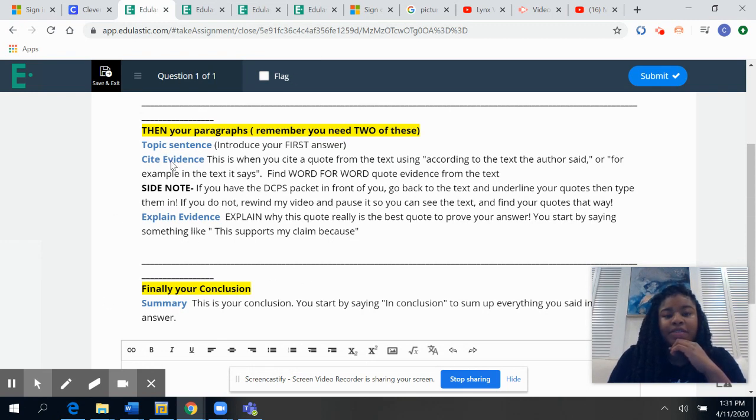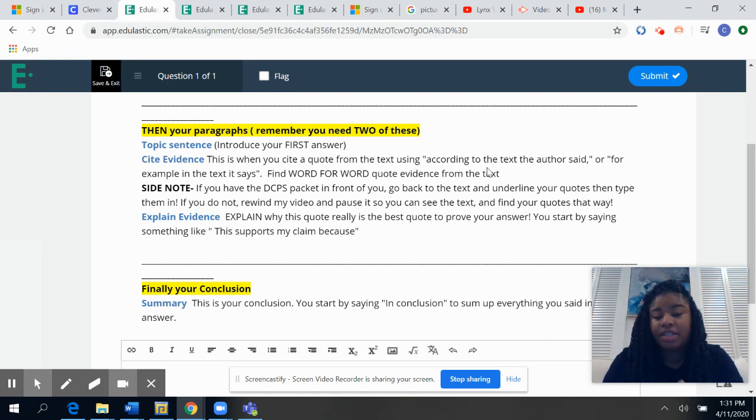In my paragraphs, I'm going to have a topic sentence. I'm going to introduce my first answer. So whatever I said for my first answer up here with the R and A in my introduction, I'm going to introduce just the first answer for this first paragraph. Okay. Then I'm going to find evidence. This is when you cite a quote from the text using according to the text, the author said, or for example, whatever the case is, right? Whatever evidence starter you want to use. You introduce your first answer and then you find evidence to back up that first answer.